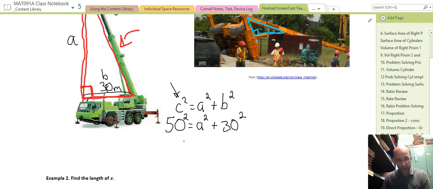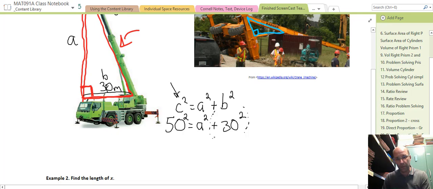But this is where the question differs. In the previous type of question where we're finding the hypotenuse, we would be adding the two squared values together, then taking the square root as the last step. But this one, where we're finding the shorter side, we have to do something different. To get A squared by itself and then A by itself, we first must subtract what's attached to it, and if we look at what's attached to it, it's this number here, 30 squared. 30 squared is just a number, 900.